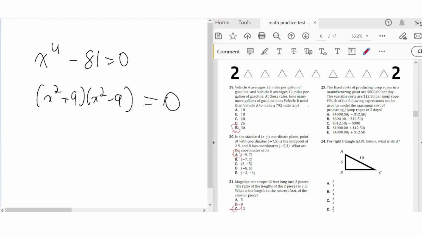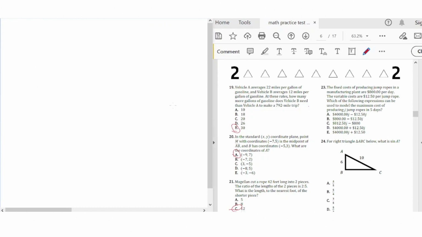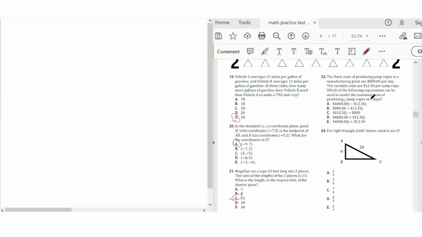Looking at 23. Fixed costs of producing jump ropes in a manufacturing plant are $800 per day. Variable costs are $12.50 per jump rope. Which of the following expressions can be used to model the maximum costs of producing J jump ropes in 5 days? All right, so the fixed costs. This isn't going to change, so 800 should be by itself in our equation. Looking at our equations here, B has 800 by itself, C has 800 by itself, and it looks like nobody else has 800 by itself.